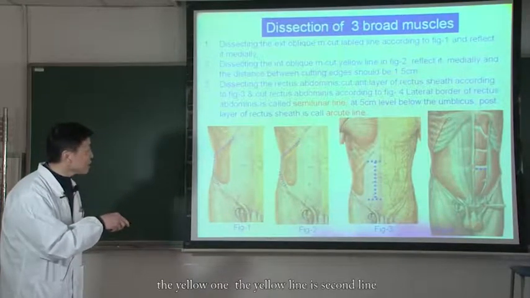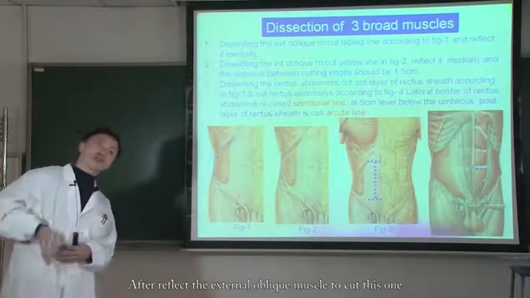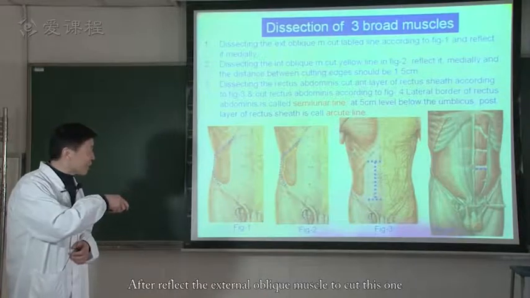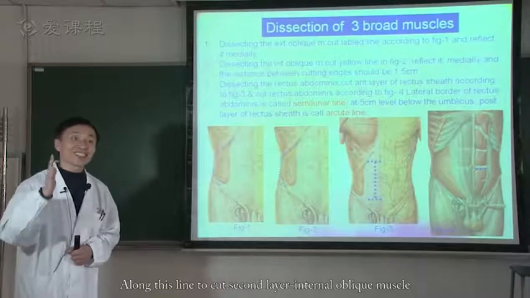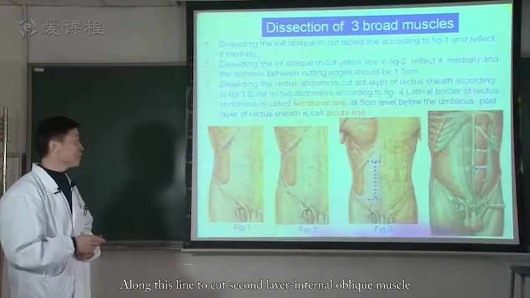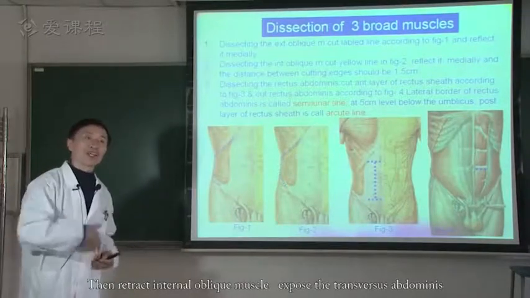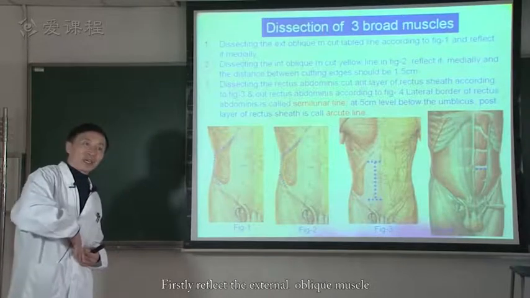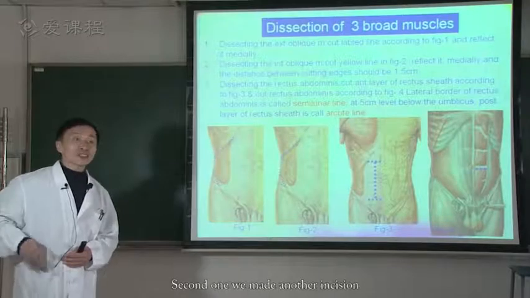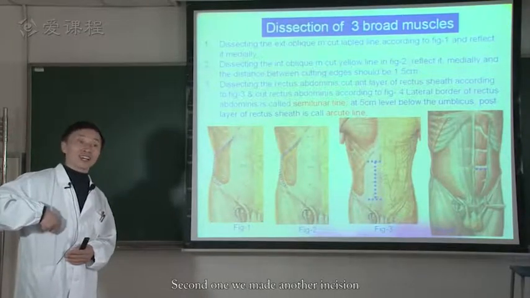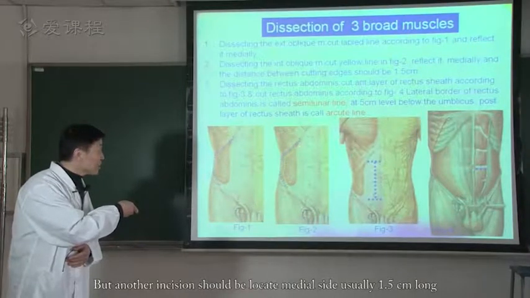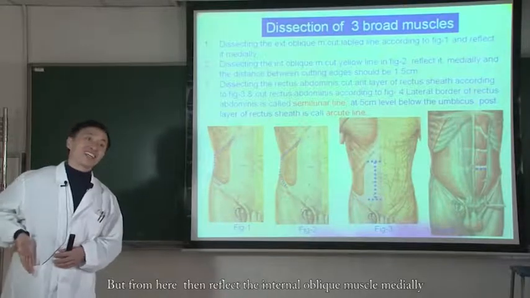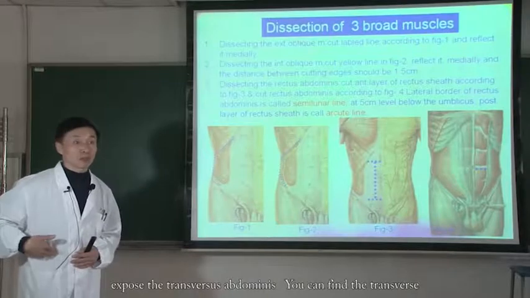The second incision, the yellow line. After you reflect the external oblique muscle, cut along this line, the second layer, the internal oblique muscle. Then retract the internal oblique muscle to expose the transversus abdominis. First step, reflect the external oblique muscle. Second, we make another incision located to the medial side, usually 1.5 centimeters from here. Then reflect the internal oblique muscle medially, exposing the transversus abdominis.